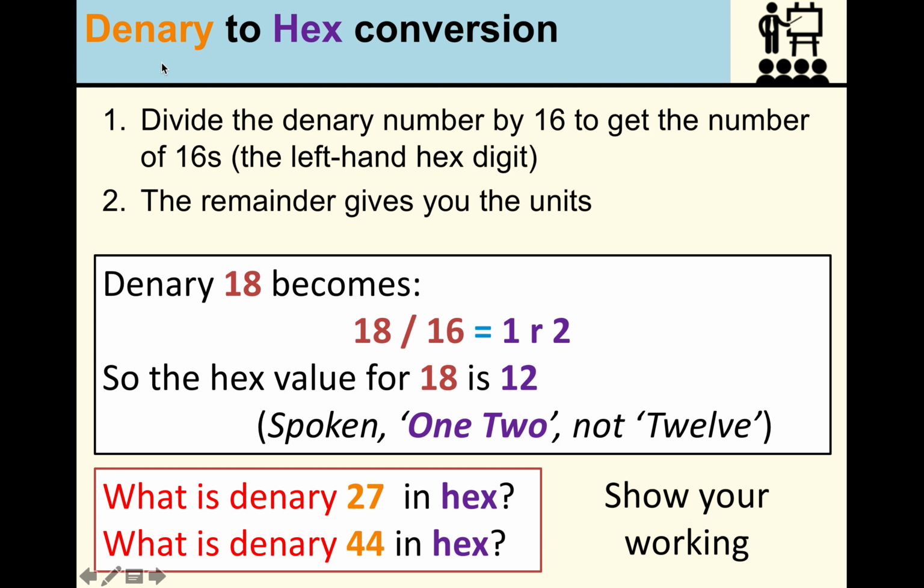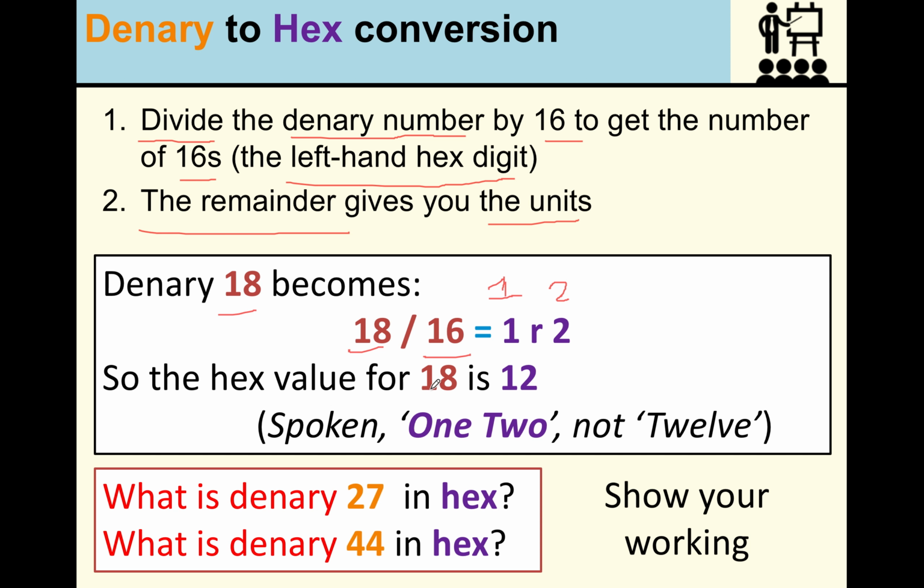Now, when we want to convert backwards, from denary to hexadecimal, we have to divide the denary number by 16 to get the number of 16s, i.e. what's on the left-hand side. And then the remainder gives you the units. So when I divide denary 18 by 16, 16 goes into 18 once. Don't worry about getting your calculators out, which you're not allowed in your Component 2 exam. 16 goes into 18 once, and the remainder of that is 2.